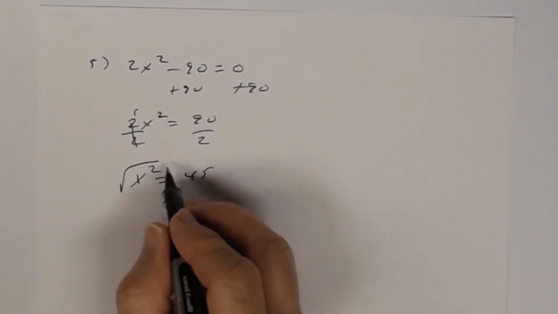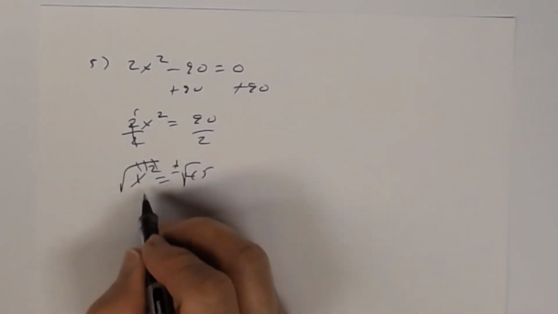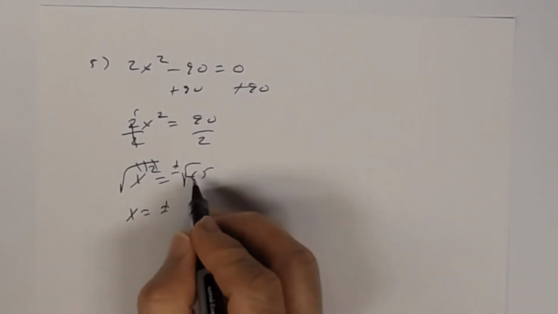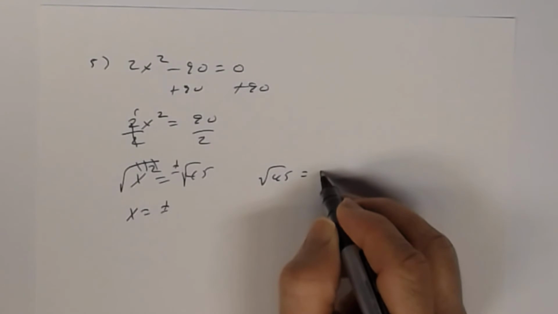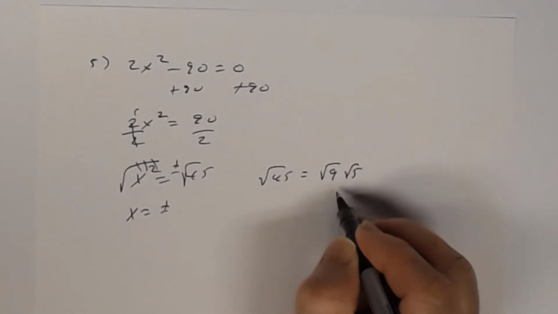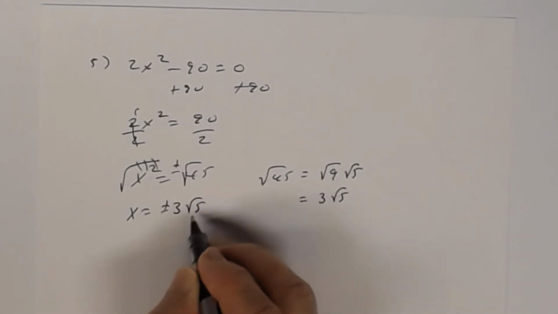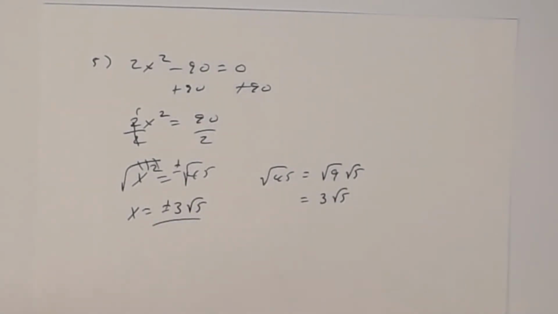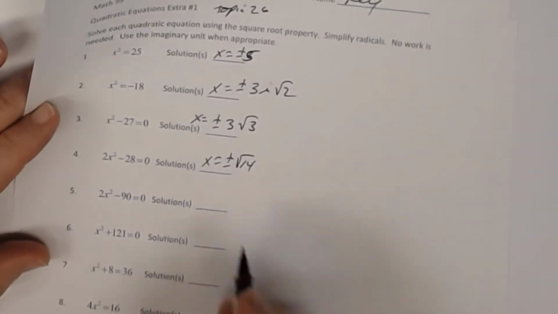I'm going to go ahead and take the square root of both sides. So I've got your plus or minus. The square and the square root cancel each other. So I get x equal plus or minus, and then the square root of 45, when I simplify that, is the square root of 9 times the square root of 5. So that's 3 square root of 5. So plus or minus 3 square root of 5. So that's number 5. The answer for number 5 is plus or minus 3 square root of 5.